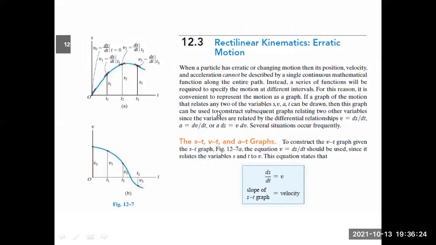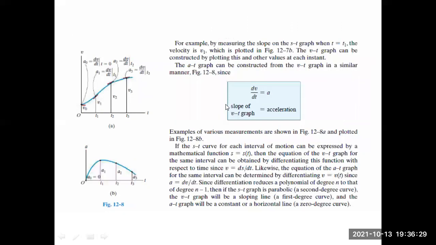Okay, if no questions, we move on to the second part, in which we have to know the definition of A. A is the differentiation of velocity with respect to time.